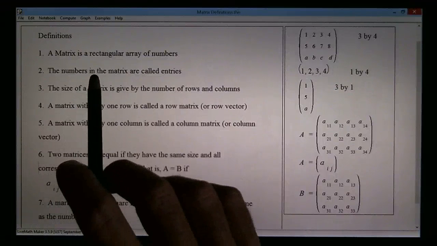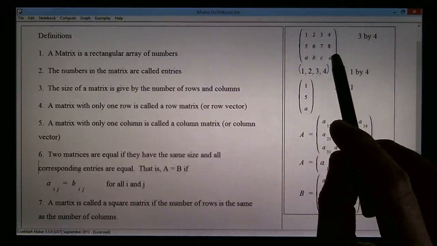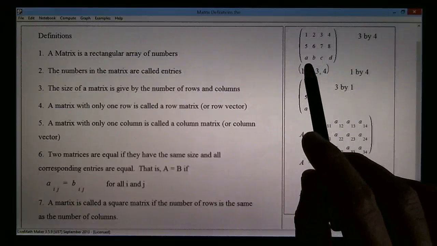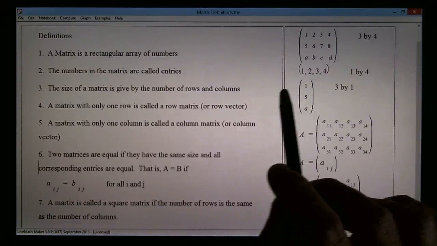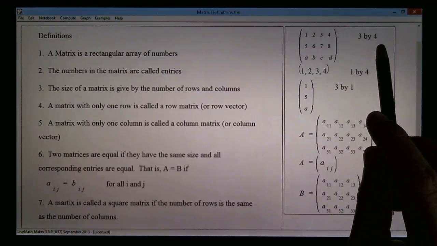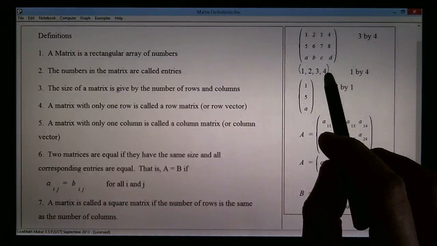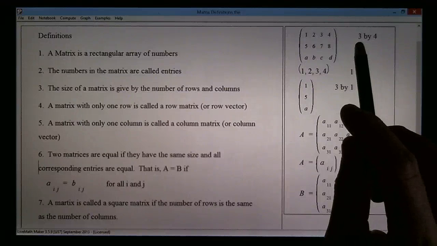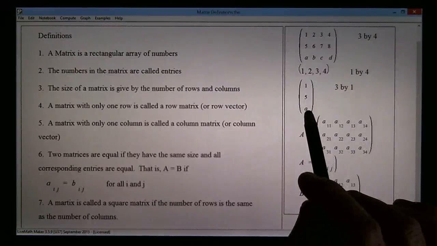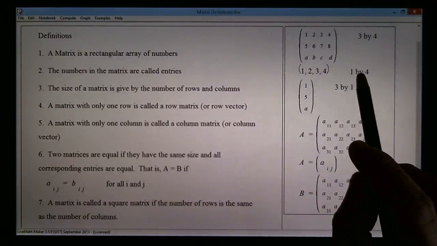So here we go. What is a matrix? Well, a matrix is a rectangular array of numbers. Here, for instance, is an array that's got 4 things across by 3 things up and down. When we talk about the size, the size of a matrix is given by the number of rows and the number of columns. So this is 3 rows, 4 columns. Rows always go horizontally, columns go up and down. So 3 rows, 4 columns, we say this is 3 by 4. This one here has 1 row, 4 columns, so this is 1 by 4. This one here has 3 rows, 1 column, it's 3 by 1. Okay, so that's the size of a matrix.